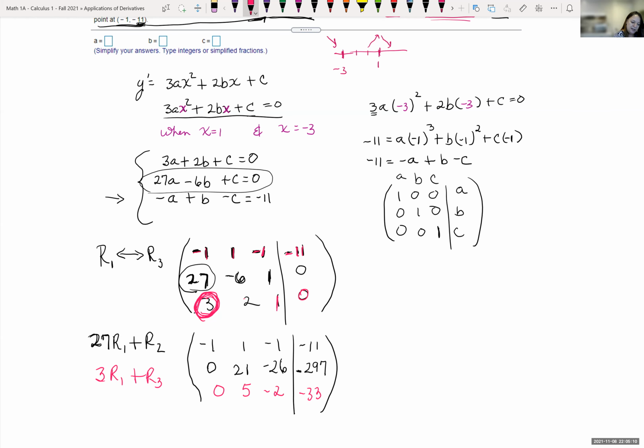We really want this to be a positive 1 up here. So let's do that by just multiplying -1 times row 1.